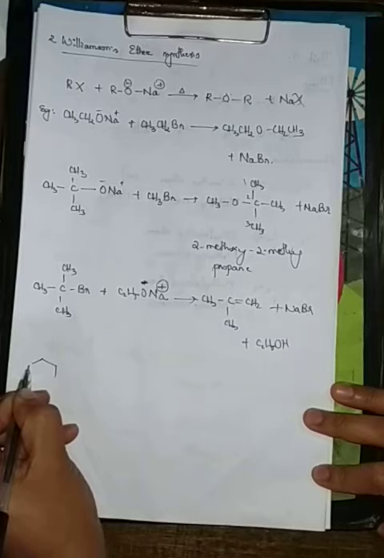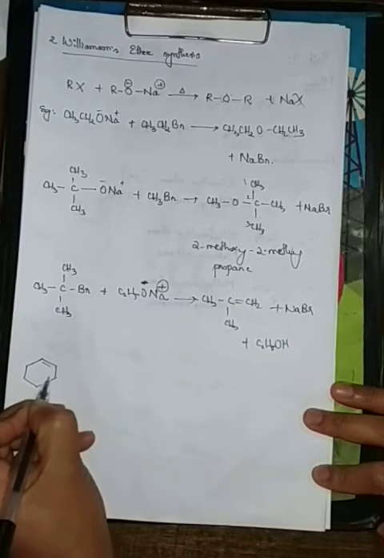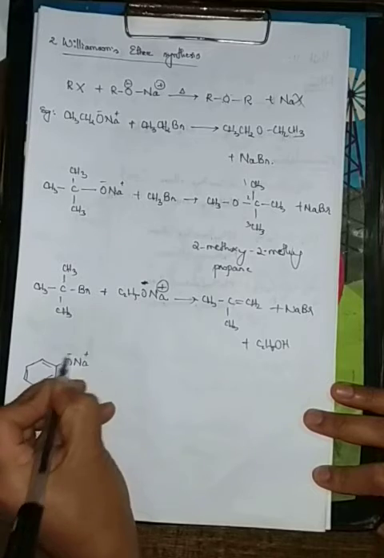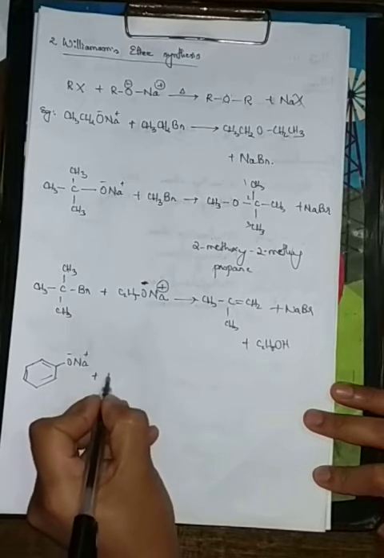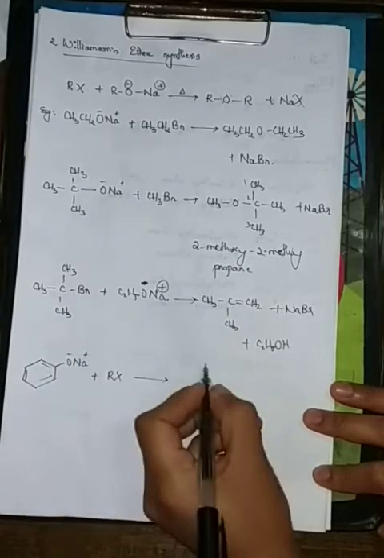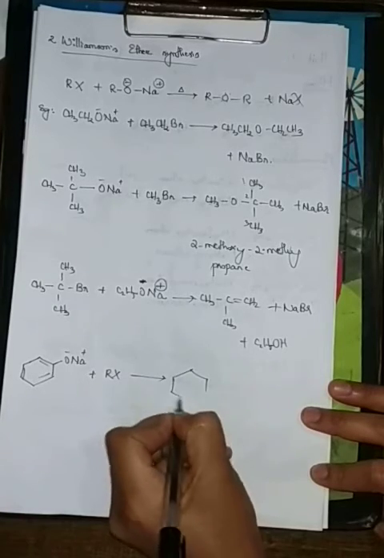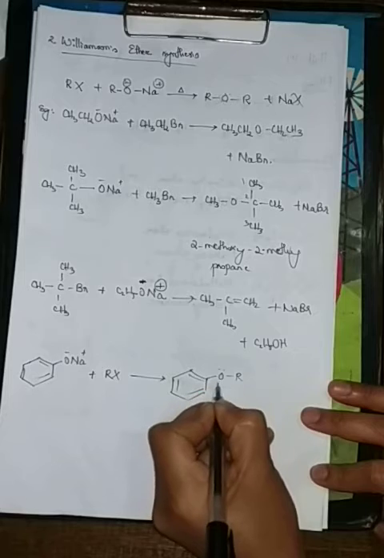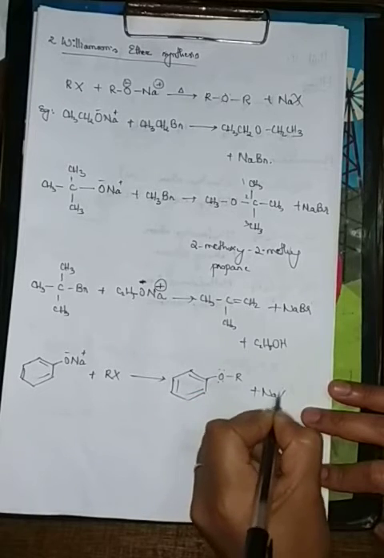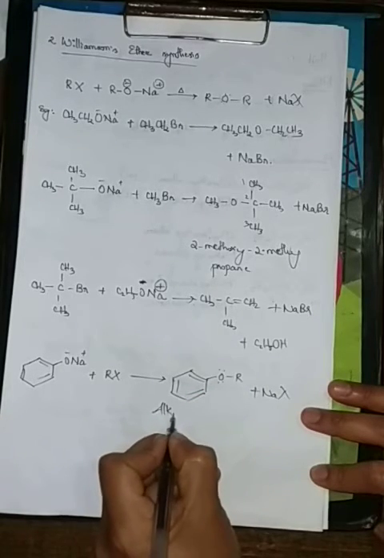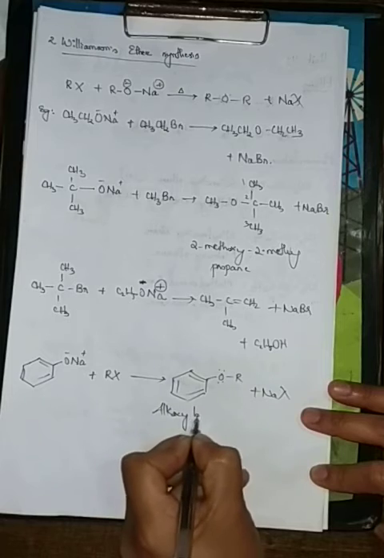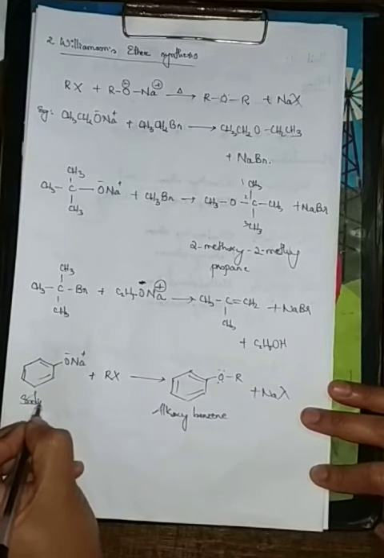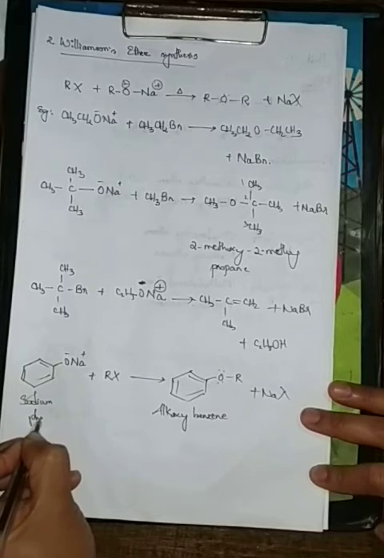Sodium phenoxide, plus RX, that will give us our alkoxybenzene, OR, and then NaX. This is known as our alkoxybenzene, and this is our sodium phenoxide.